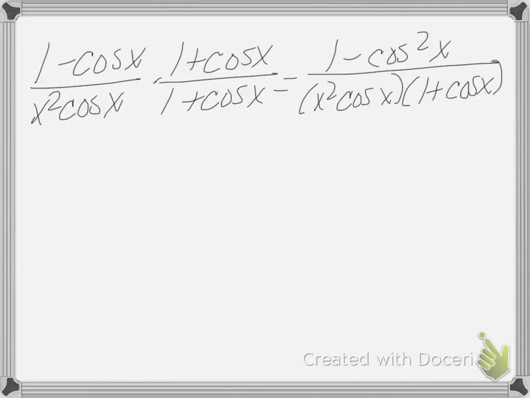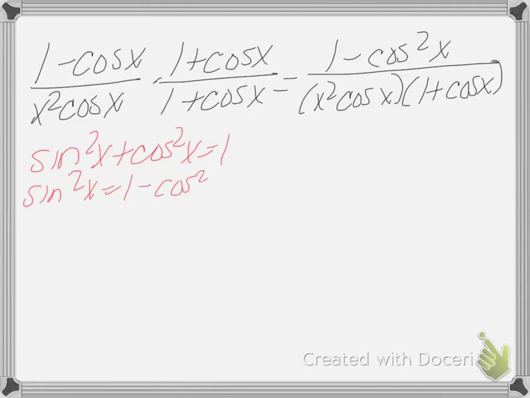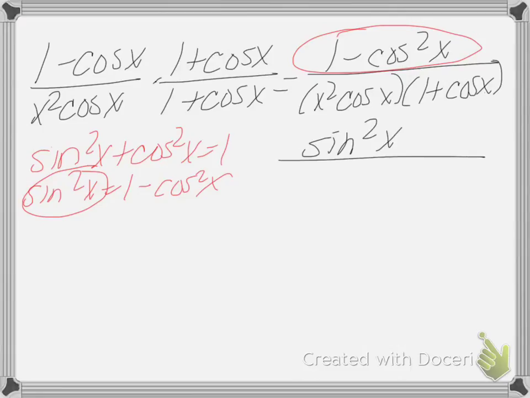Okay, and hopefully this rings some bells that you should be thinking of sine squared x plus cosine squared x equals 1. And we're looking for 1 minus cosine squared x. So we'll bring that cosine squared x to the other side. So now I know that I can replace 1 minus cosine squared x with sine squared x. So I'm going to rewrite that in my numerator, and the denominator stays the same.